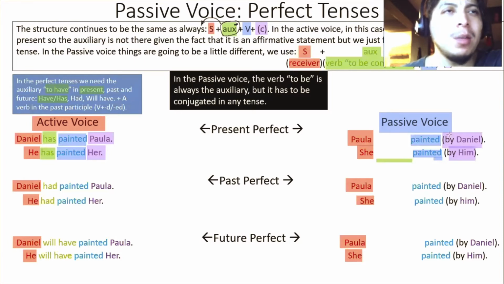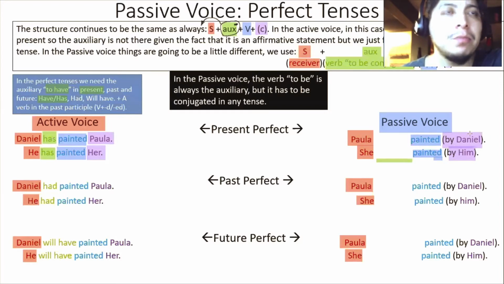And Daniel, well, Daniel is optional because Daniel is not really a part of this sentence. He is the agent. The agent is the doer of the action. In the active voice, Daniel was super important because he was the subject. It was the most important part of the sentence, right? In the active voice, it is always about the doer. In the passive voice, Daniel is just not that important because the passive voice is focusing on Paula, okay?